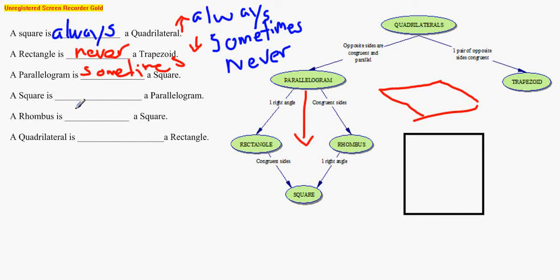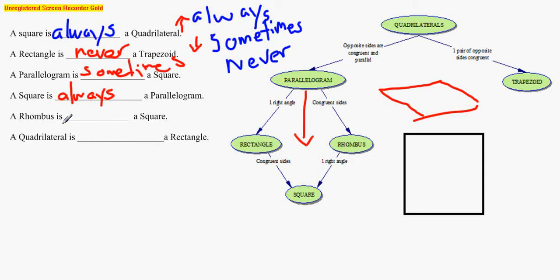Let's look at another one and see if I can make this more clear. A square is blank a parallelogram. If we go up or down, we start at a square, and where are we going? We are going upward to a parallelogram, so it should be always. I think this is a good way to memorize it, but you can also think of it this way: can a square ever not have parallel sides? The answer is no. It's not sometimes, it's always going to have parallel sides. So it's always a parallelogram.